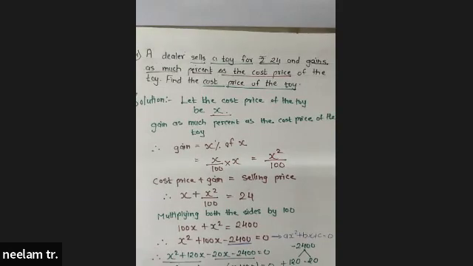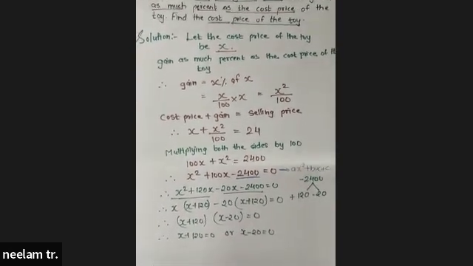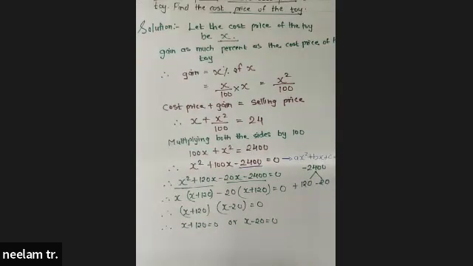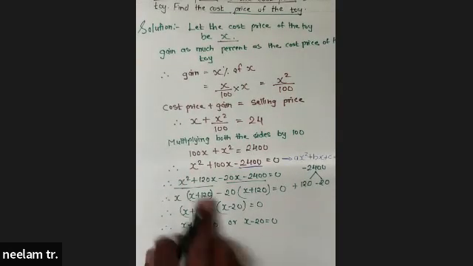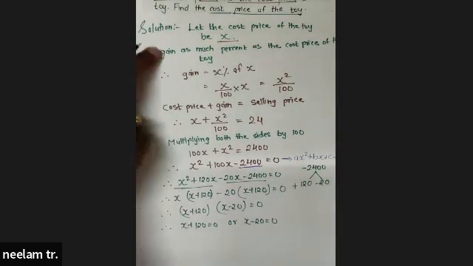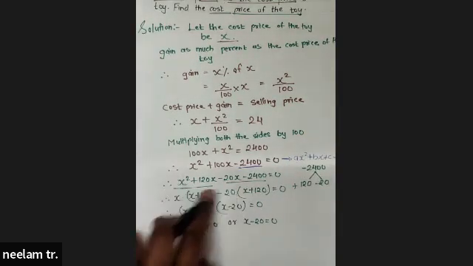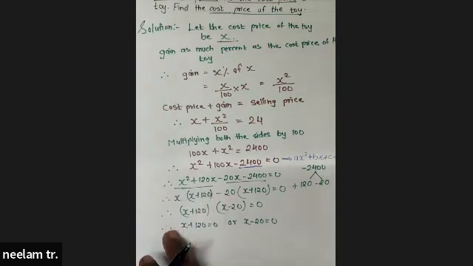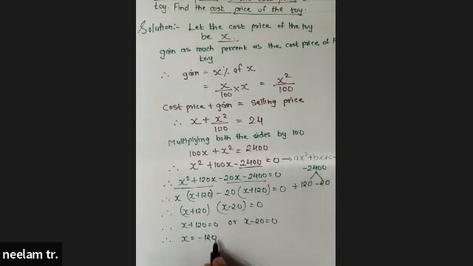From here onward, everything is the same. That is your factorization method. You will factorize it and get the value from here onwards. Only you need to understand this part, how you are going to break it out and bring it to the equation. Okay. So what are your two roots? x is equal to minus 120, or x is equal to 20.